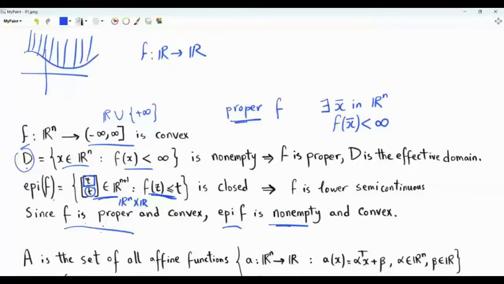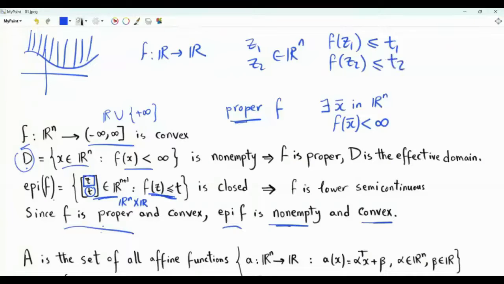There is a known result in convex analysis, which is that the function is convex if and only if the epigraph is a convex set. And this can be checked in a straightforward way. Suppose that we take 2 points, z1 and z2 in Rn, such that f of z1 is less than or equal to t1, which is a real number, and f of z2 is less than or equal to t2, which is a real number. So this means that z1, t1, and z2, t2, these are points in the n+1 dimensional space. Both these points are in the epigraph of function f.